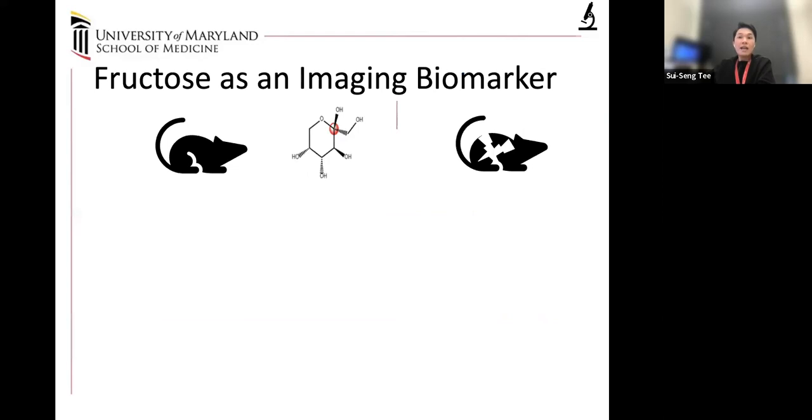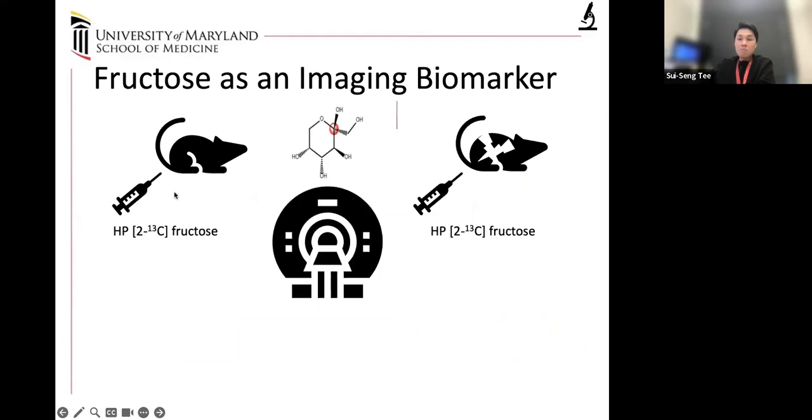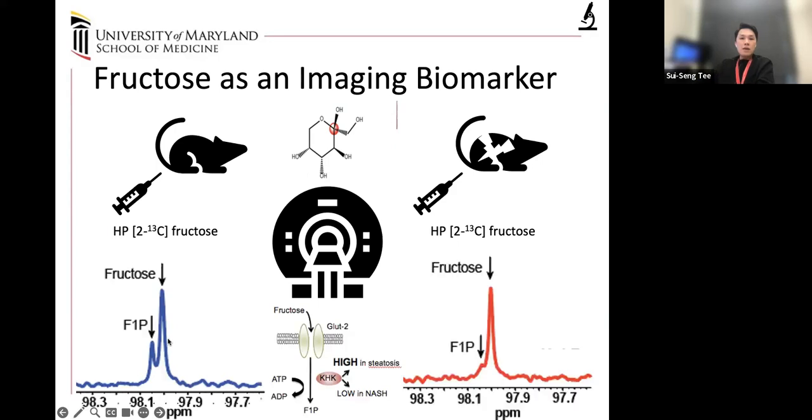So we went on to ask, can we use fructose as an imaging biomarker? In this paradigm, we inject mice with fructose, and we assume that the normal liver will break down fructose into lots of F1P. And this should be lost in liver cancer. So, using MR, we can pretty clearly distinguish F1P from fructose by the chemical signature of this molecule.